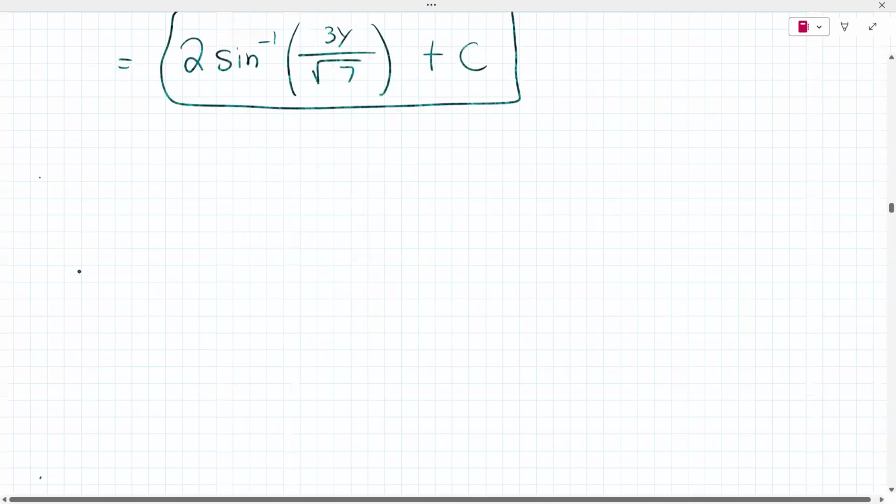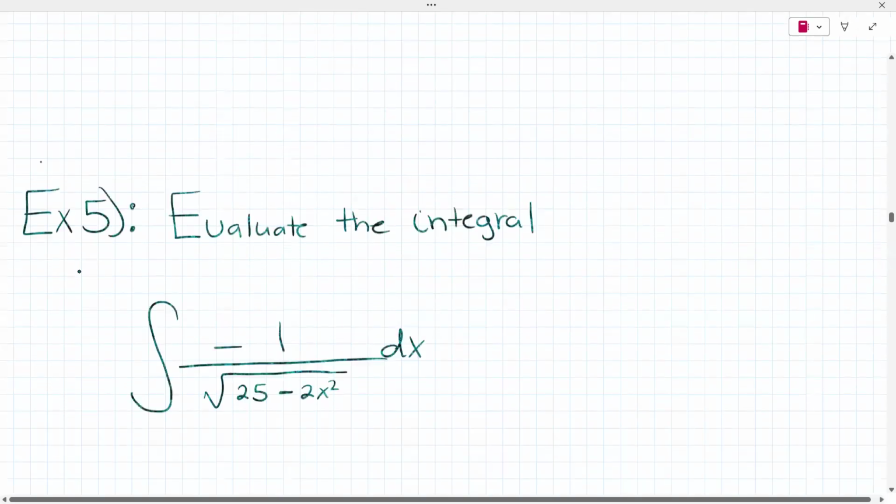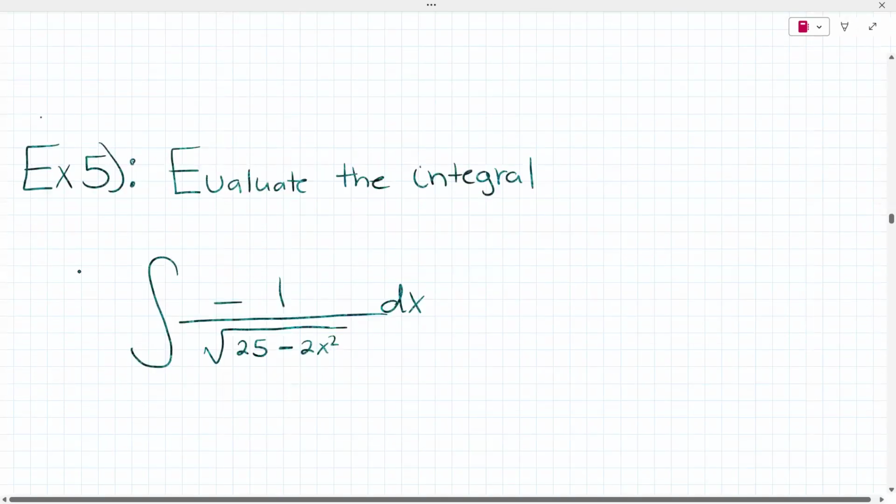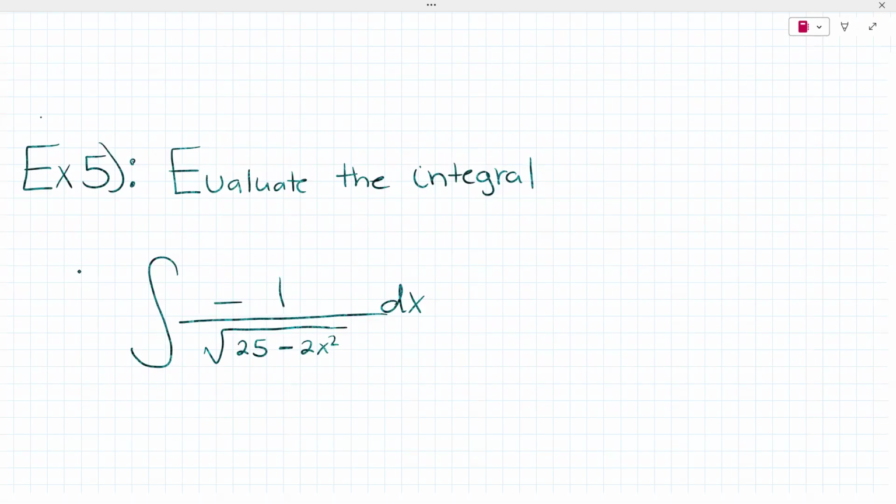Let's move on to example 5. Evaluate the integral. So we have negative 1 over square root of 25 minus 2x squared. So what do I notice? There's a square root in the bottom. There's a minus right in the middle. So there's a good chance we're going to use the 1 over a sin inverse of ax over b.